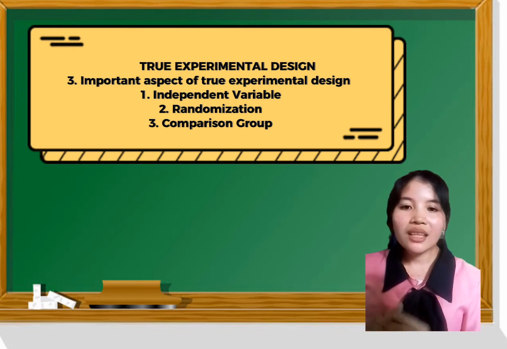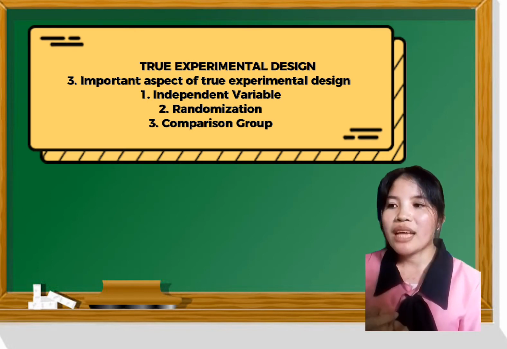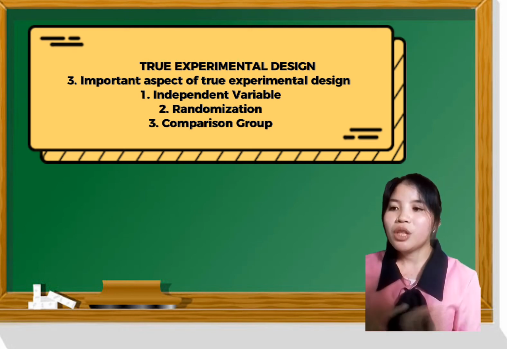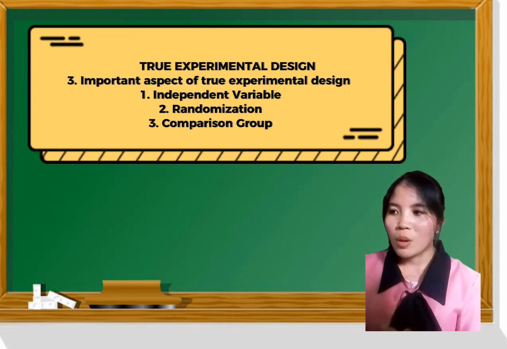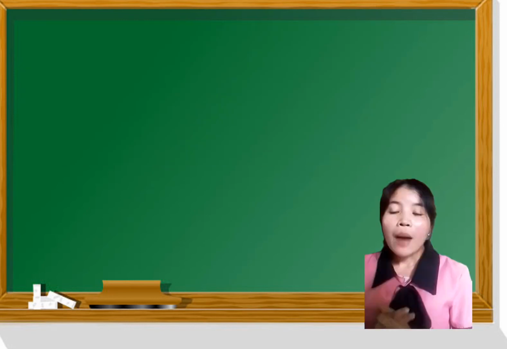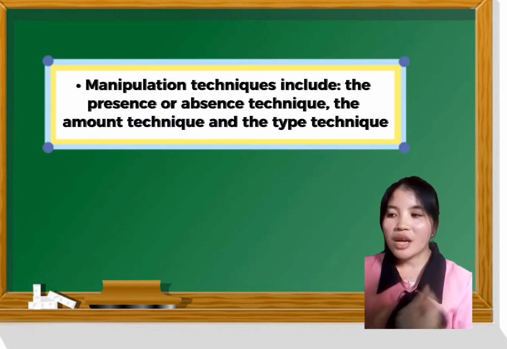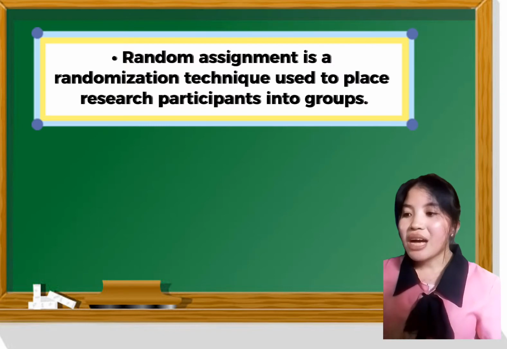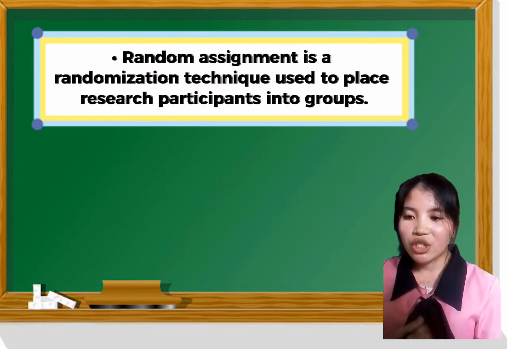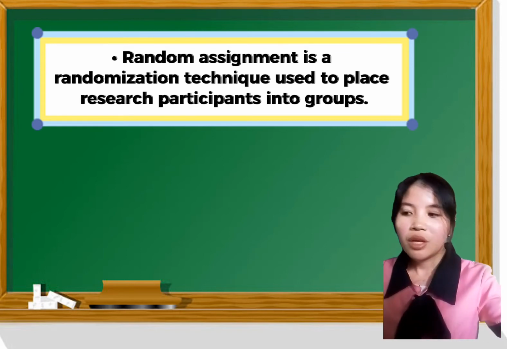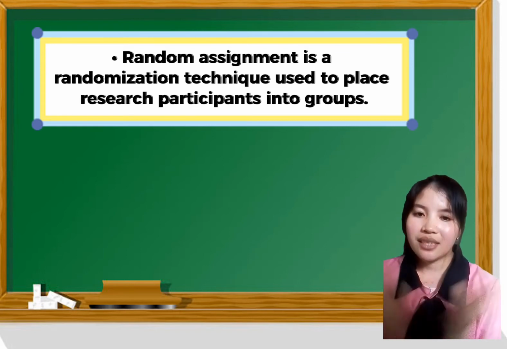Now, experimental design. There are three important aspects of true experimental design. First, manipulation of independent variables, randomization, and comparison groups. Manipulation techniques include the presence or absence technique, the most important technique, and the type technique. Random assignment is the randomization technique used to place research participants into groups. So that is the true experimental design.